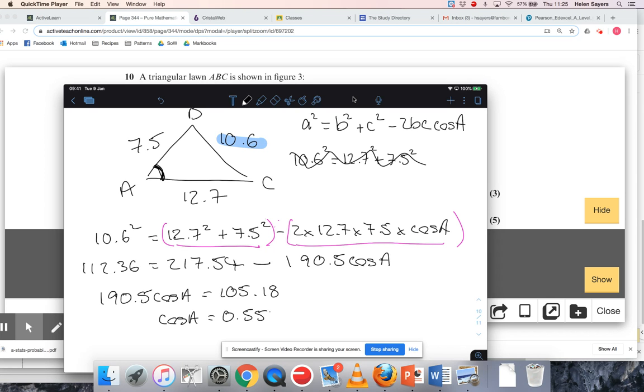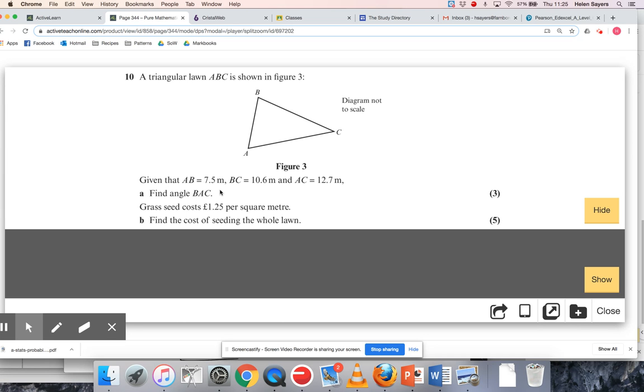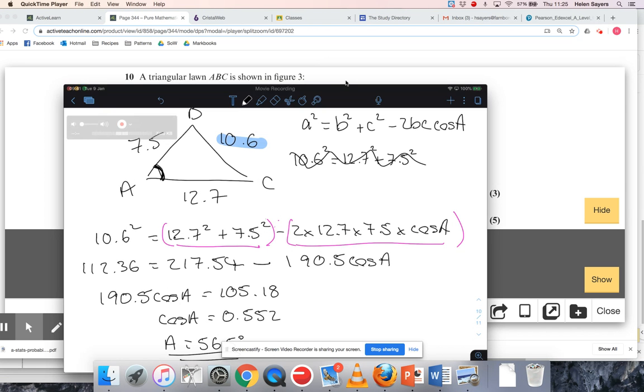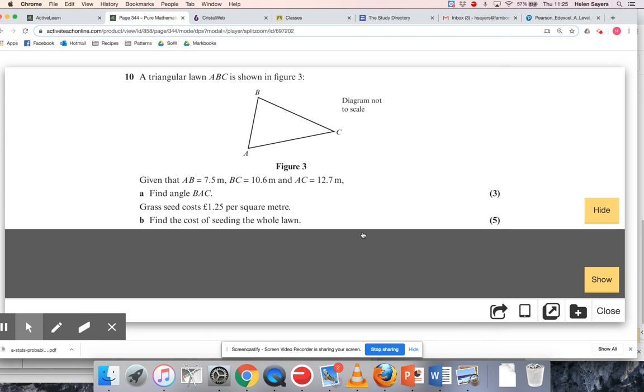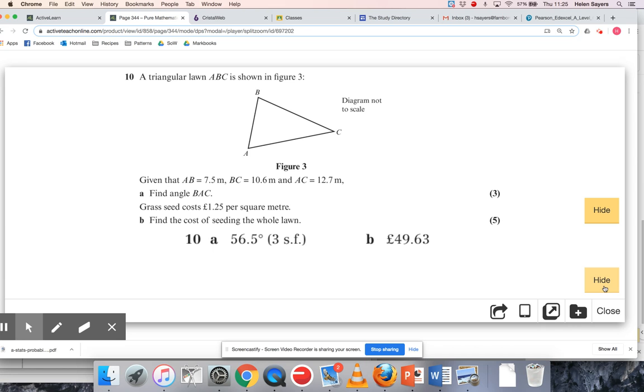Okay, so I'm just going to write that down to 3 significant figures, but in fact I'm not going to clear it from my calculator. And I'm going to do inverse cos of that and get 56.5. And I'm just going to go back to the question and check. It didn't mention rounding, so 3 significant figures is our normal rounding if it doesn't say otherwise. Okay, right, then it asks me to find the cost. In fact, I'm just going to check the answer before we go any further.